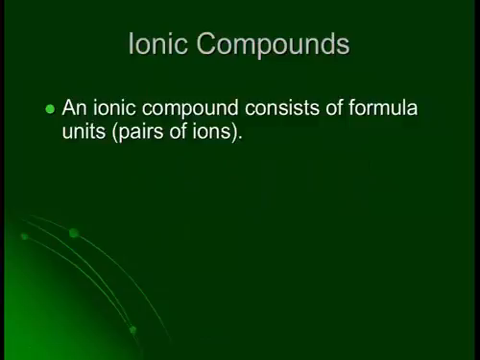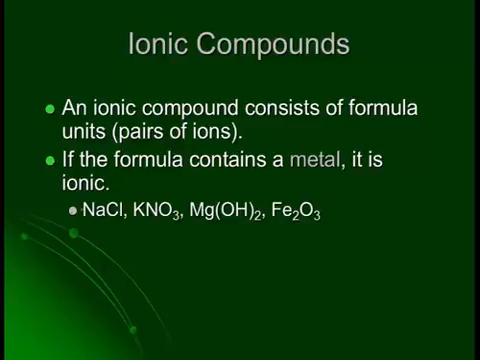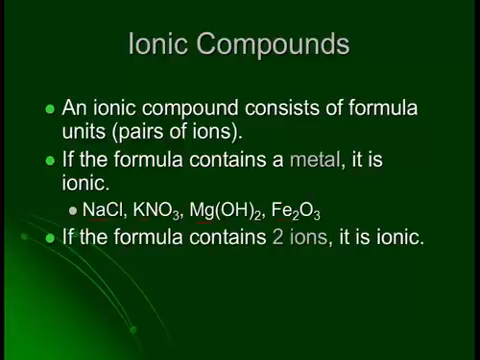Ionic compounds consist of formula units, which are pairs of ions. If the formula has a metal in it, then it is ionic. So sodium is the metal, potassium is the metal, magnesium, iron, those are all metals. These are all ionic compounds. If it has 2 ions, it's ionic. So if we have ammonium in here, ammonium chloride, ammonium sulfate, both of these things are ions, so it's ionic.